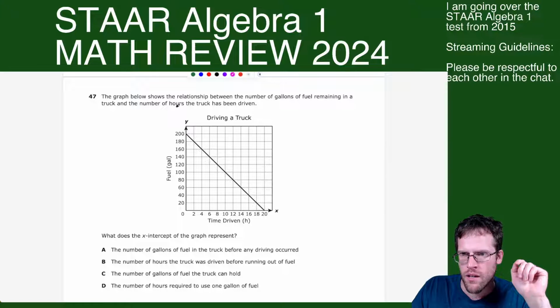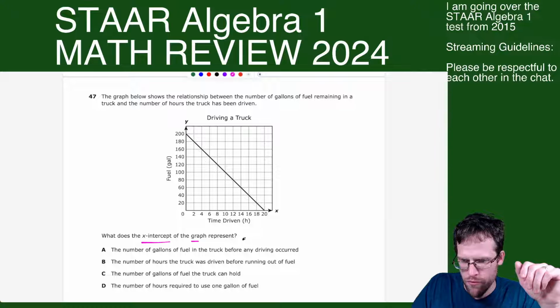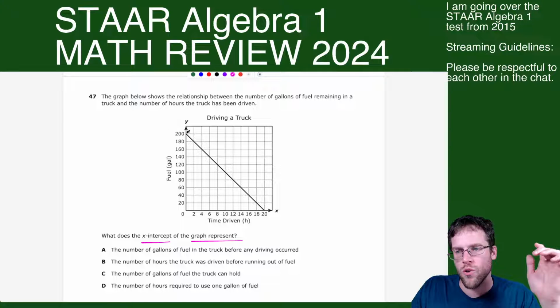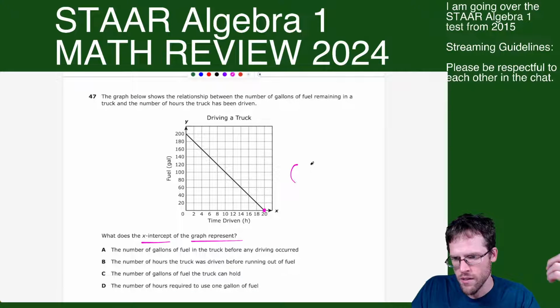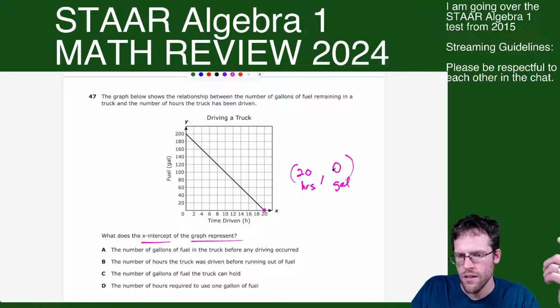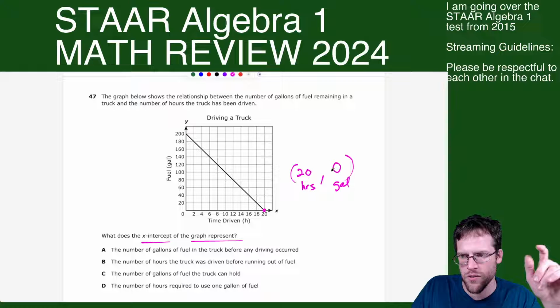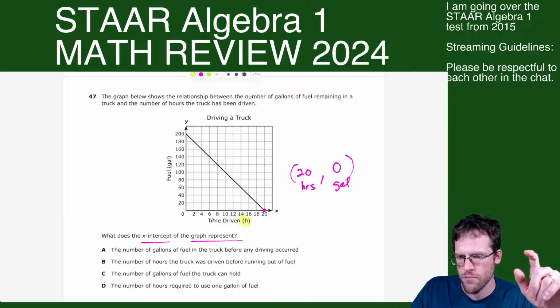They love lines. So the number of gallons of fuel remaining in a truck and the number of hours the truck has driven. What does the x-intercept of the graph represent? So think about this. It's basically when the truck runs out of fuel, because the x-intercept here says after 20 hours of driving, there is 0 gallons of fuel in the truck's gas tank. So just think about that. 20 hours goes by, there's 0 gallons. The key here is to look at the units. The x-axis, time driven in hours. The y-axis, so maybe I'll color code here.